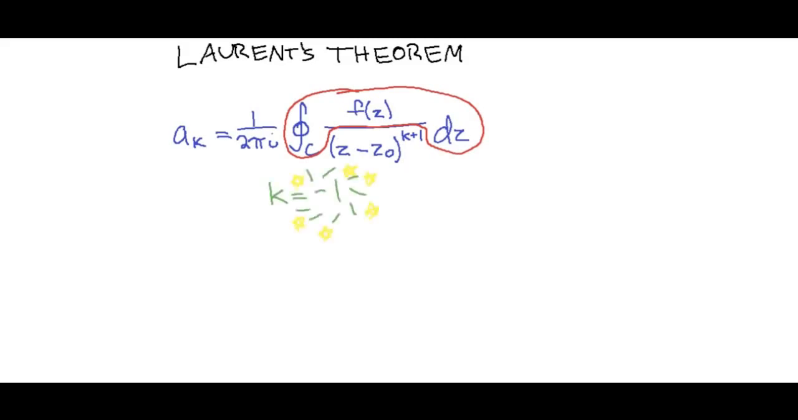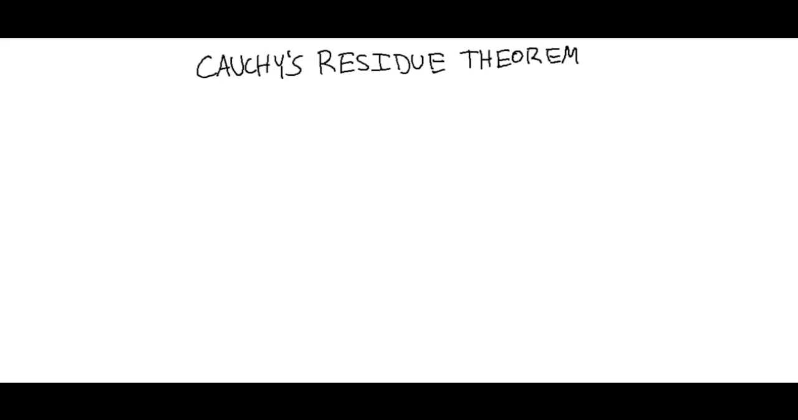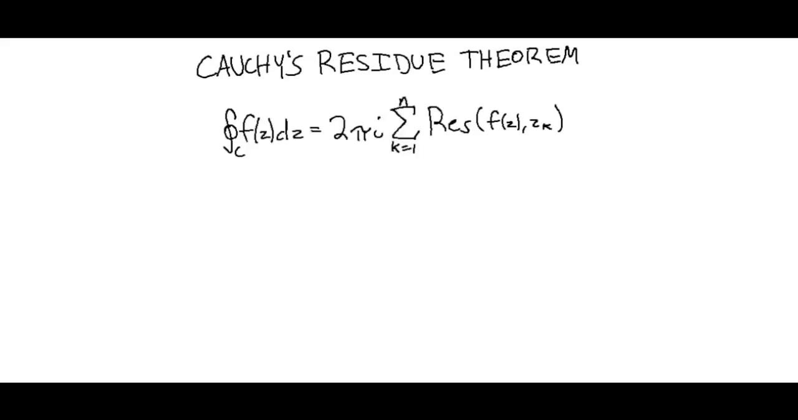We're going to get this for k equals -1. This means the z minus z naught is raised to the 0 power, which is 1, and our a sub minus 1 term, our residue, is equal to 1 over 2 pi i times the integral. Or, our integral is equal to our residue times 2 pi i. If you remember, Cauchy's residue theorem states that the integral is equal to the sum of all of the residues of the function inside our boundary.